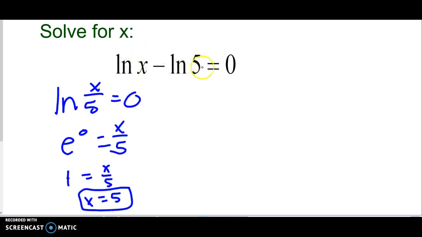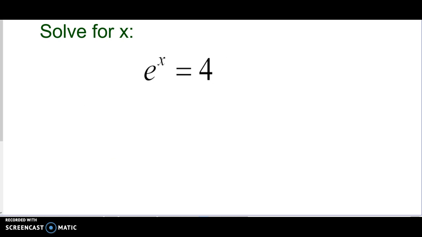I use that quotient property to rewrite this difference of logs as a quotient. Then I convert it to exponential form. So the base of the log was e, so I got e to the 0 is x over 5. However, we know that e to the 0 is 1, so x equals 5. We want to be careful for, which doesn't apply in this problem, but since we have, for example, a natural log of x, or if we had any log of x, we would want to make sure that we check for extraneous solutions. What would be extraneous? Well, anything that makes the log negative, right? So since this is positive, we're in the clear.